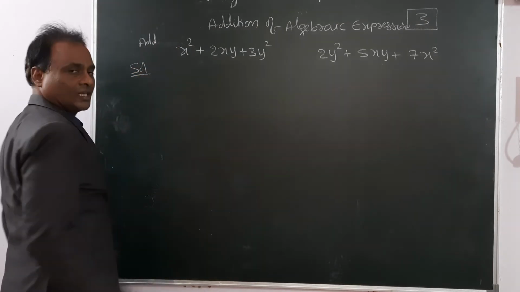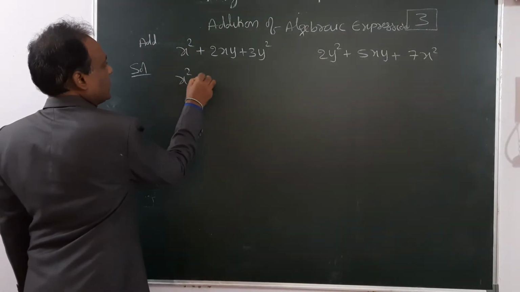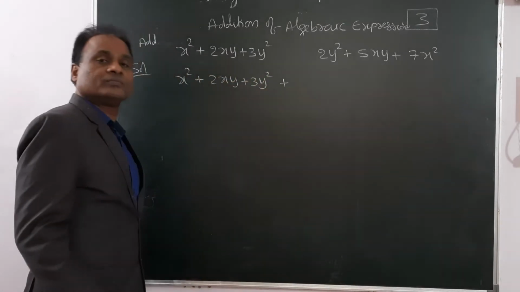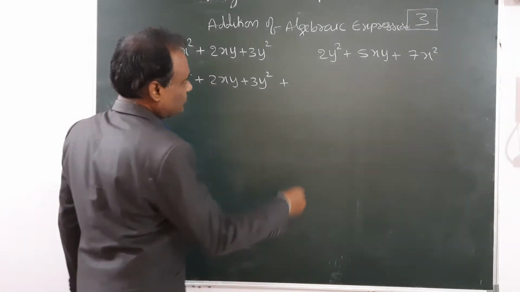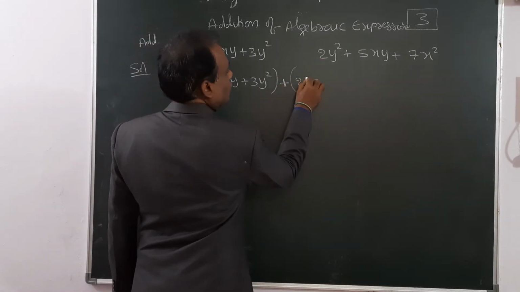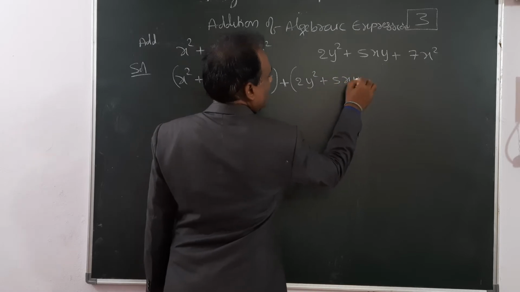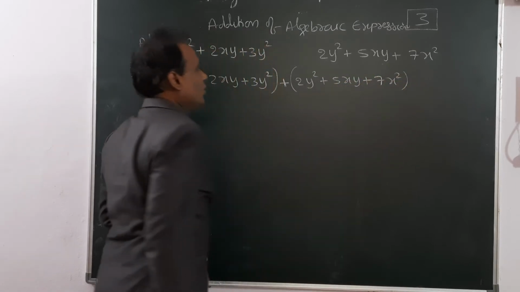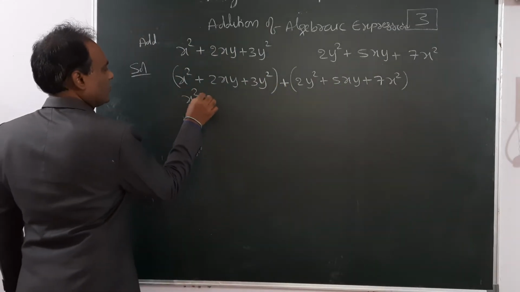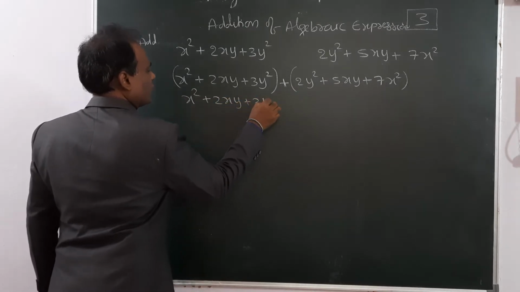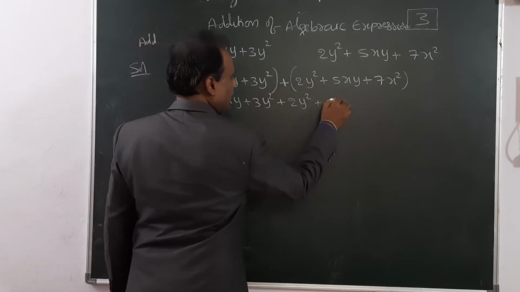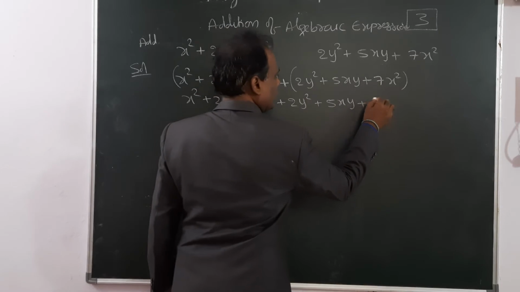Solution. I am adding. The first expression is x square plus 2xy plus 3y square. This is the first one, plus the second one. We can write each in a bracket like this. The second algebraic expression is 2y square plus 5xy plus 7x square. The first expression is written, plus the second expression is written. Now I am opening the bracket. x square plus 2xy plus 3y square plus 2y square, plus into plus is plus only.